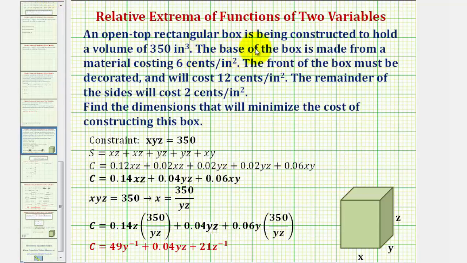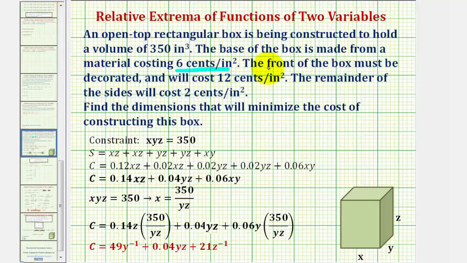An open-top rectangular box is being constructed to hold a volume of 350 cubic inches. The base of the box is made from material costing 6 cents per square inch. The front of the box must be decorated and will cost 12 cents per square inch. The remainder of the sides will cost 2 cents per square inch. Find the dimensions that will minimize the cost of constructing this box.